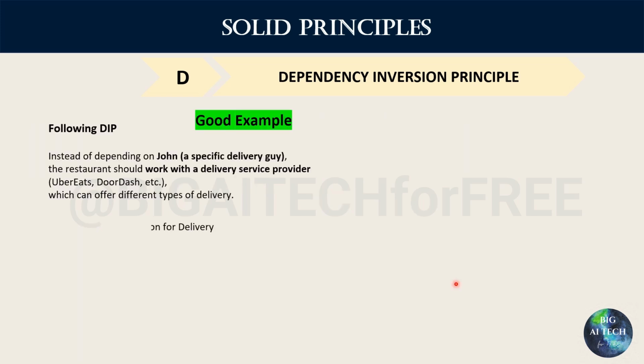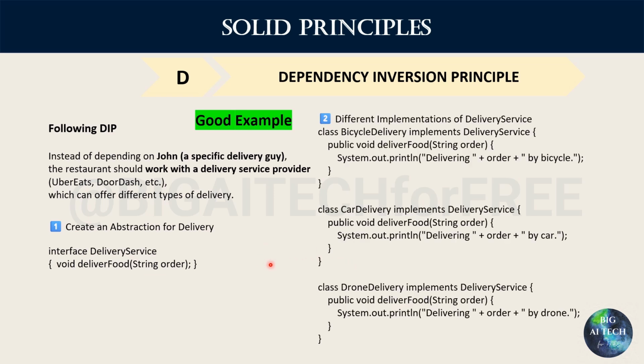Instead of depending on John, a specific delivery guy who comes with a bicycle delivery, the restaurant should work with a delivery service provider like Uber Eats or DoorDash or anything which can offer different types of delivery. First, for that, we create an abstraction for the delivery. So the interface DeliveryService has one method, deliverFood. Then bicycle delivery can implement the DeliveryService interface and deliver food.